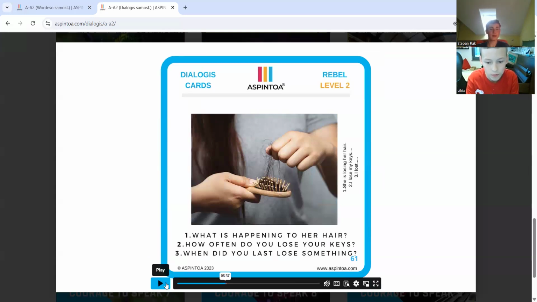What is happening to her hair? Her hair is getting stuck in a toothbrush, in a brush. Yeah, in a brush. Maybe a little bit too big for her teeth. Yeah, her hair.